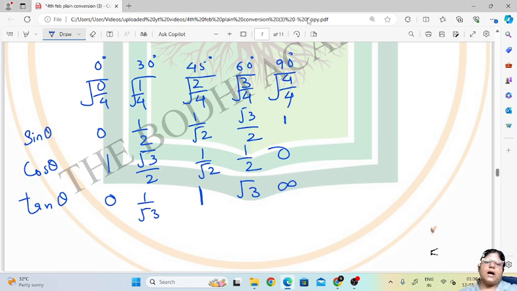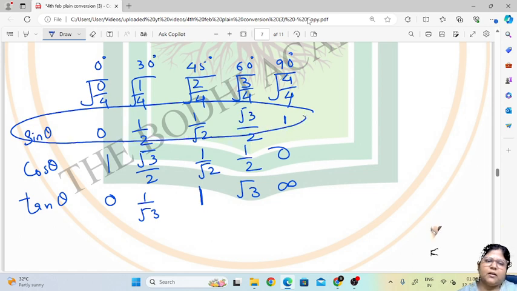So we got it. Otherwise, in some cases, if you just remember the sine, you can get the cos by reversing the order, and then you divide. For tan, you divide sine by cos, the values of sine divided by values of cos. So from this you can take that tan 30 is 1 upon root 3.